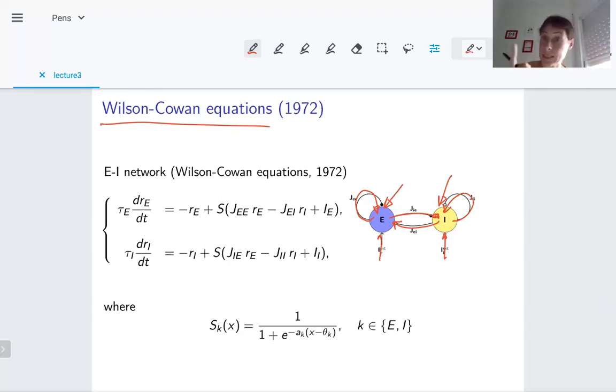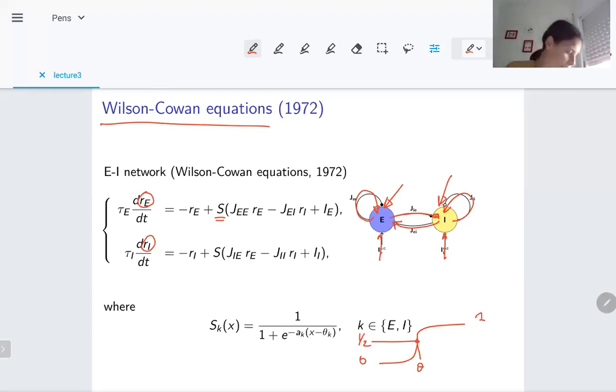Notice that this is two-dimensional. We have an equation for the firing rate of the excitatory population and an equation for the firing rate of the inhibitory one. And the shape is like this. This function S here is again one of these sigmoidal or logistic functions, so that they look like this. They go from 0 to 1, and there is a threshold theta at which they take the value 1/2, exactly.